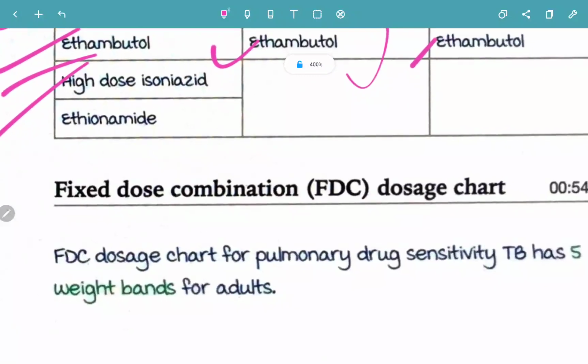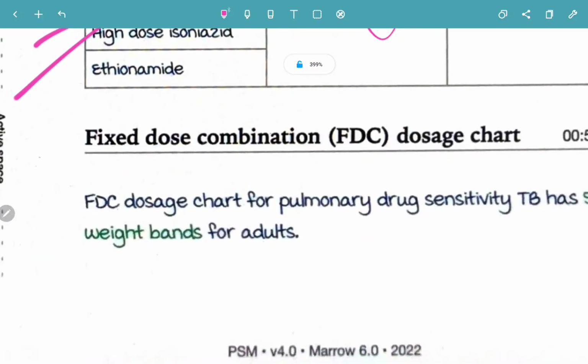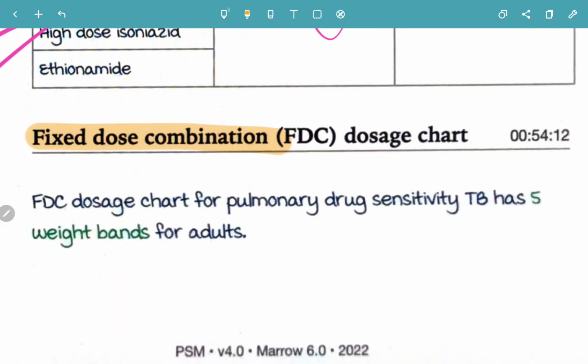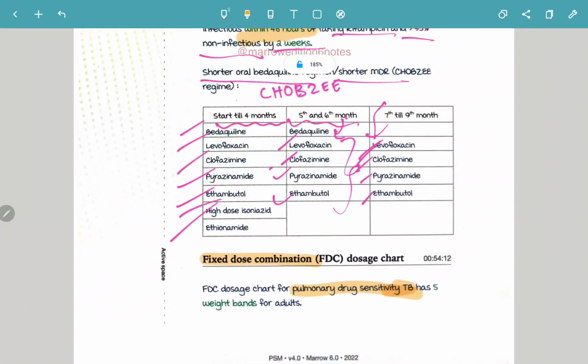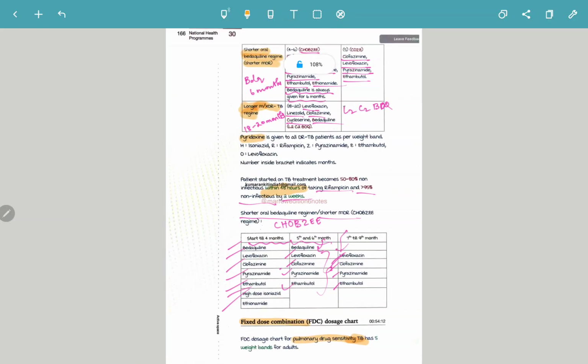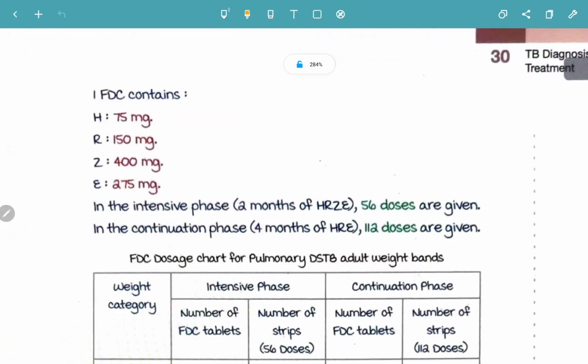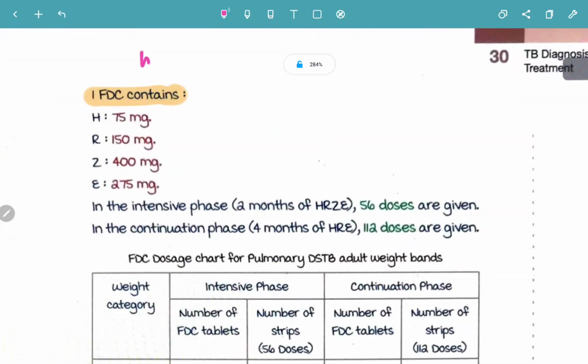Now let's look at what is a fixed dose combination. So what do you mean by fixed dose combination? The fixed dose combination dosage chart is mainly given for pulmonary drug-sensitive tuberculosis, and it has 5 weight bands for adults. So very important, what are the weight bands of tuberculosis drugs? So this is your fixed dose combination. Always remember this is your weight band drugs.